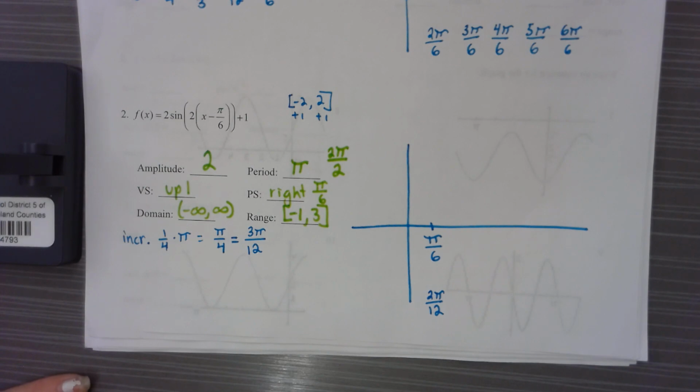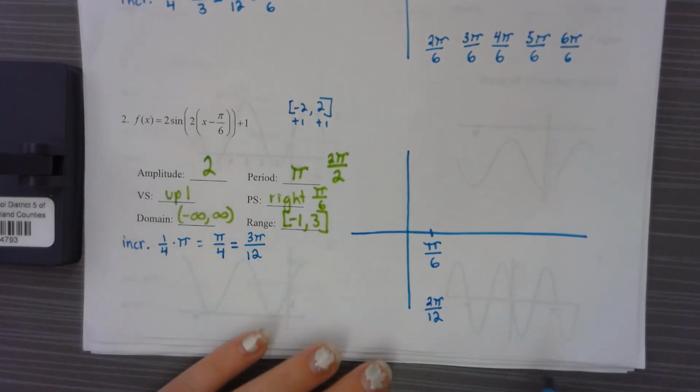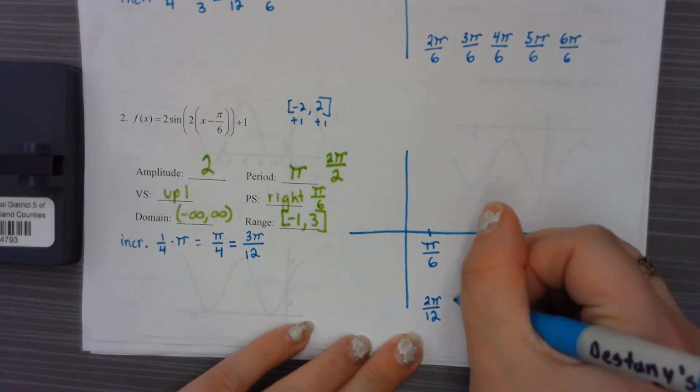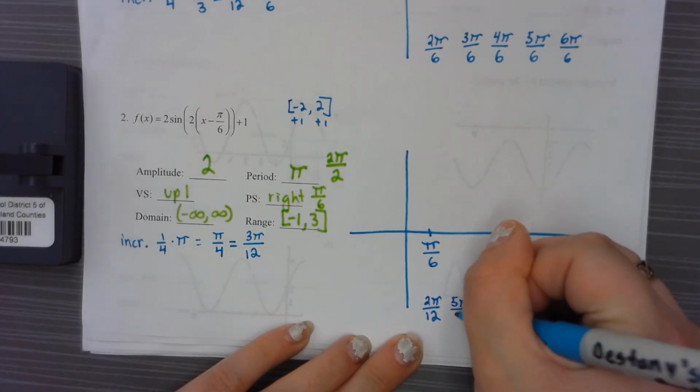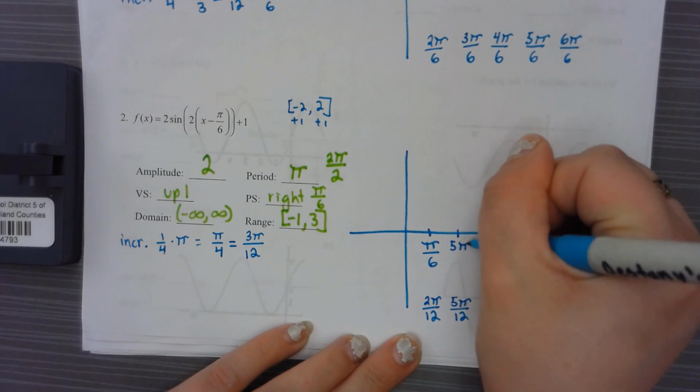Are we okay? Okay. So that means for our first increment, we'll add 3 pi over 12 to this 2 pi over 12. So what is that going to give me? 5 pi over 12. Does that reduce? No. So we're just going to write it like that.